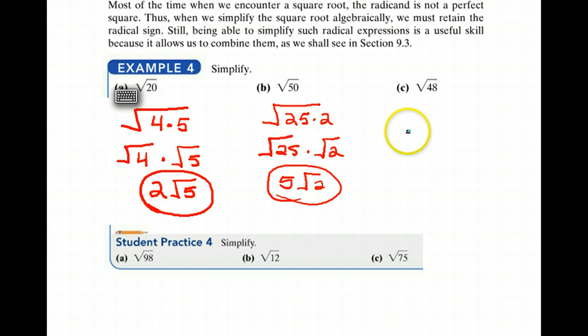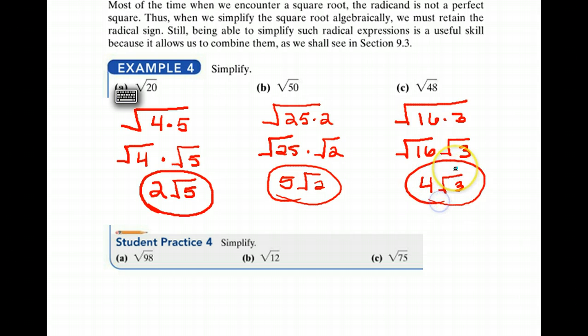Let's do example C together, and then you guys can do the practice examples on your own. Now for letter C, I would break this one into 16 times 3. 16 is a perfect square, and when we do 16 times 3, we get right back to 48. So then we have square root 16 times square root 3. We can evaluate, and we get 4 root 3.